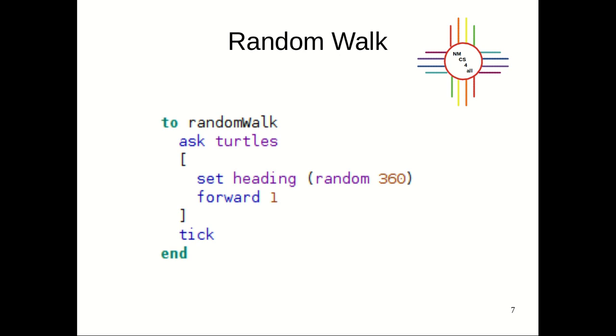Implementing the random walk is fairly simple. We set the heading to a random value between 0 and 359, covering all possible directions. Next, we move forward by one step. And finally, we use a tick to model time.